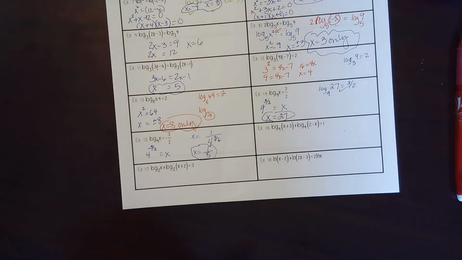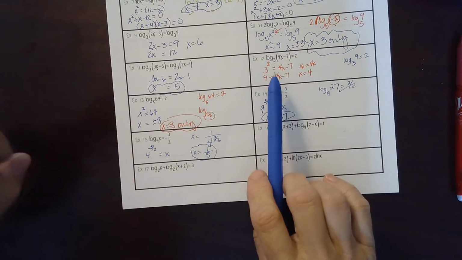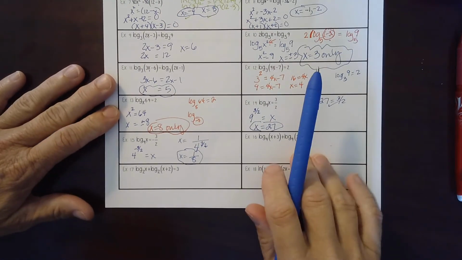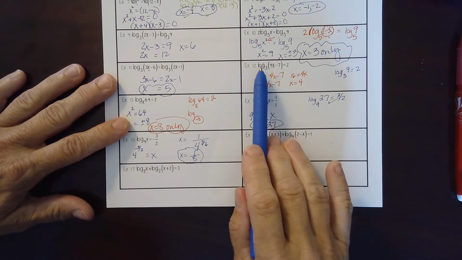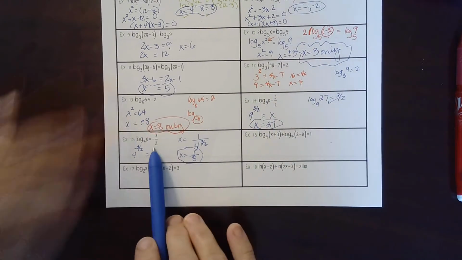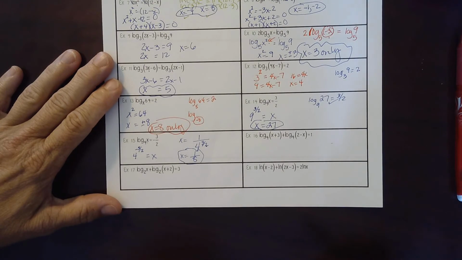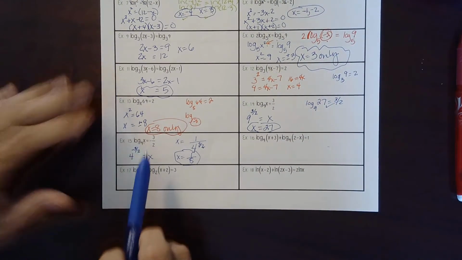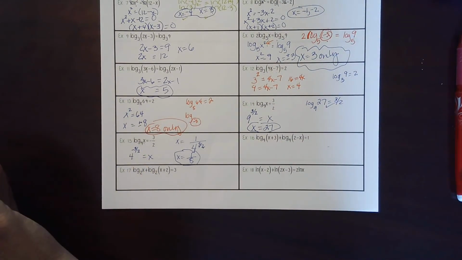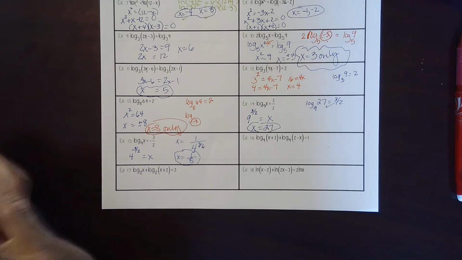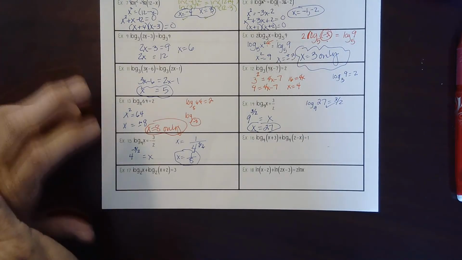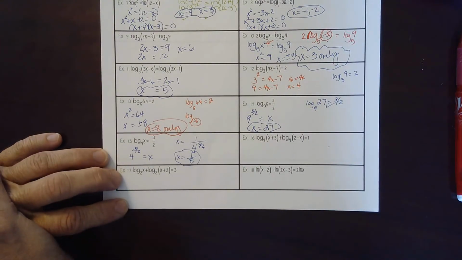Okay, so now when you have an equation where you only have a log on one side, as in examples 12, 13, 14, and 15, the key there is to rewrite the equation in exponential form, or convert it to exponential form first, and then solve it.